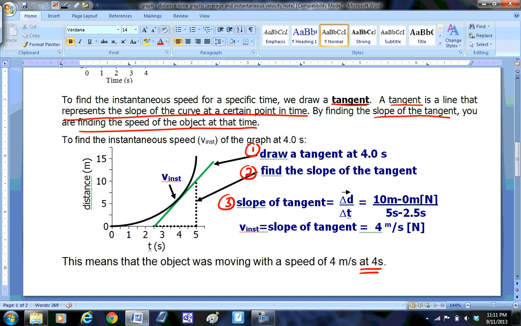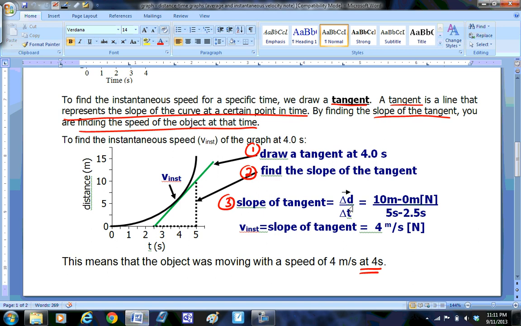So let's check out an example. So here I've got an object. It's accelerating. You can see the curve is going upwards. And I want to know the speed at 4 seconds. So I put a point at 4 seconds, draw a nice tangent, so it's kind of evenly spaced on either side of 4 seconds. And then you want to find the slope of this tangent line.